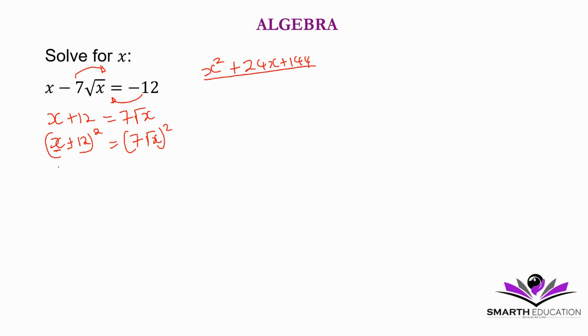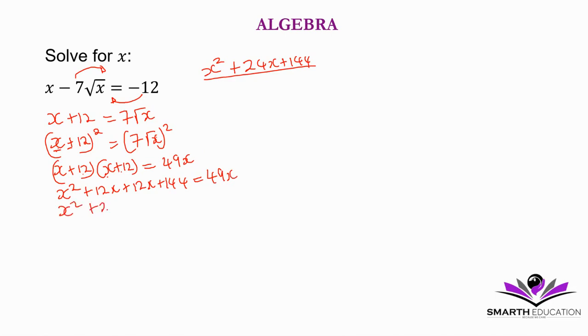But now let's do it the long way. X plus 12 times x plus 12 is equal to 7 squared, which is 49. Root x squared is x. And then x times x, that is x squared, plus 12x. And then we've distributed x. Let's distribute 12. 12 times x, that is 12x. Then 12 times 12, that is 144. Is equal to 49x. And then you can get x squared plus 24x plus 144 is equal to 49x.